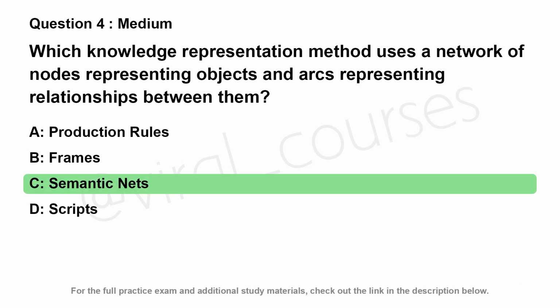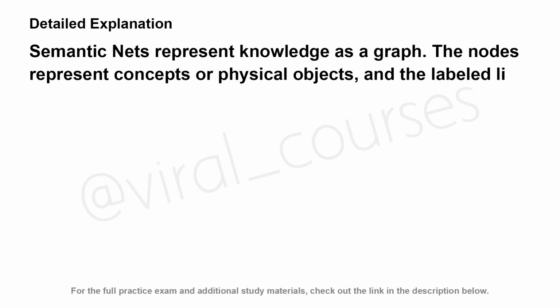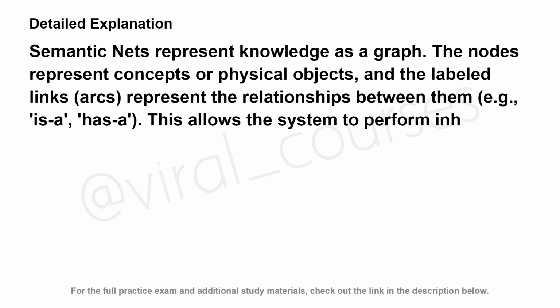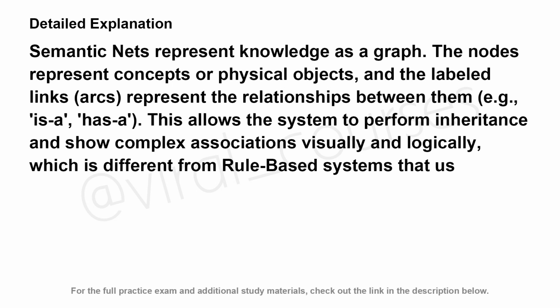The correct answer is C. Semantic nets represent knowledge as a graph. The nodes represent concepts or physical objects, and the labeled links, arcs, represent the relationships between them, e.g., is a, has a. This allows the system to perform inheritance and show complex associations visually and logically, which is different from rule-based systems that use if-then statements.